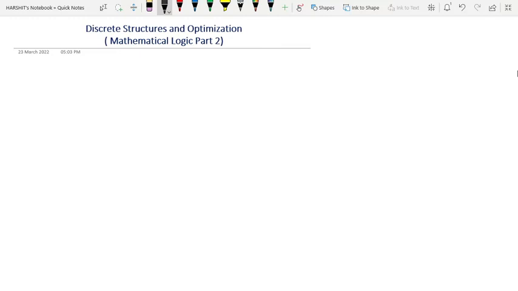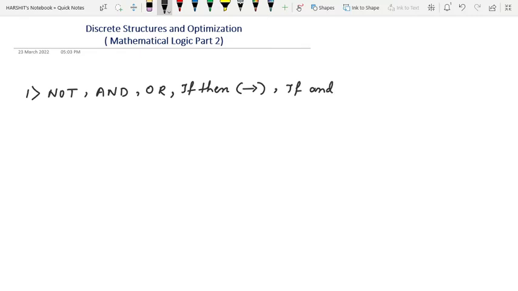So we have learned the logical connectives not, and, or, then, if then, denoted by the arrow sign, and then if and only if, denoted by the bidirectional arrow.